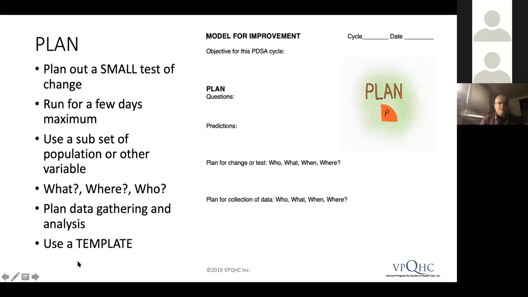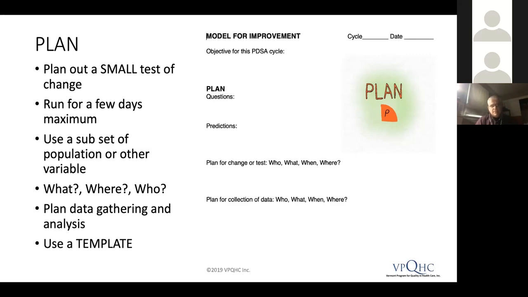So let's take a look at a template and a method of working with it. So we're planning out a small test of change, and we're running it for a few days. You know, you don't want to change the entire system all at once. It's supposed to be a small test. And the idea is you're going to be using a subset of the population that you're working with, or some other variable, something that makes it nice and easy, so that you're not going to be working with thousands of different data points.